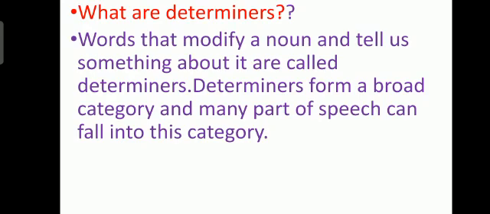Determiners form a broad category. For example, determiners include articles, adjectives as determiners, demonstrative determiners, possessive determiners, interrogative determiners, quantifier determiners, etc. So, look at some examples. Do you have a highlighter? A highlighter. Now, an article describes our noun. Article a tells us something about our noun. So a is your determiner.